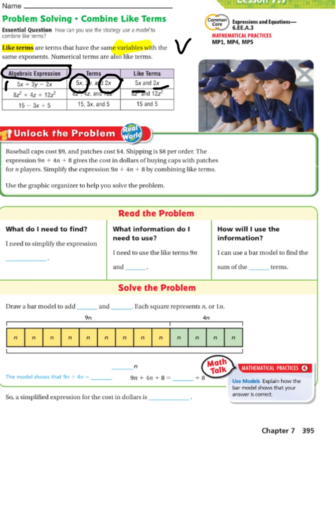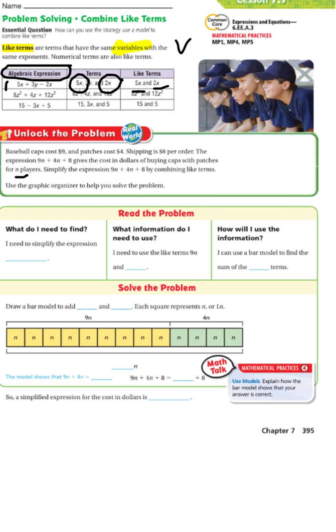Baseball caps cost $9 and patches cost $4. Shipping is $8 per order. The expression 9n plus 4n plus 8 gives the cost in dollars of buying caps with patches for n players. Simplify the expression 9n plus 4n by combining like terms. Use the graphic organizer to help you solve the problem.